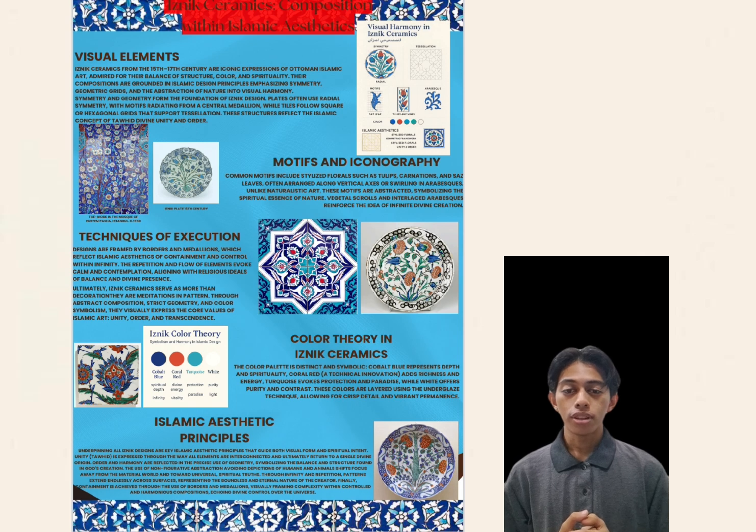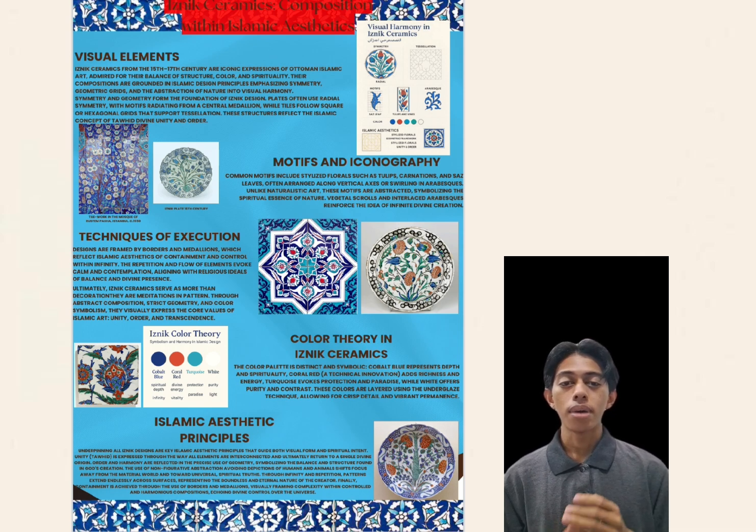So, my presentation title is Ethnic Ceramics Composition within Islamic Aesthetics. This project explores how ethnic ceramics produced in the Ottoman Empire between the 15th and 17th centuries represent more than decorative objects. They are structured visual meditations that reflect Islamic values through form, pattern, and color. The aim of this project was to understand and analyze how Islamic aesthetic principles such as unity, order, infinity, and abstraction are embedded in the visual language of Islamic art.